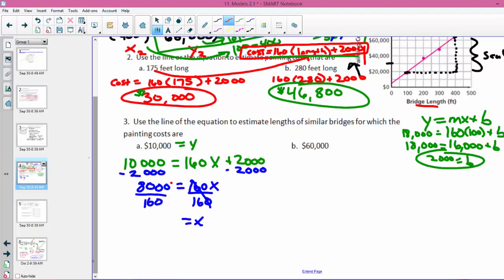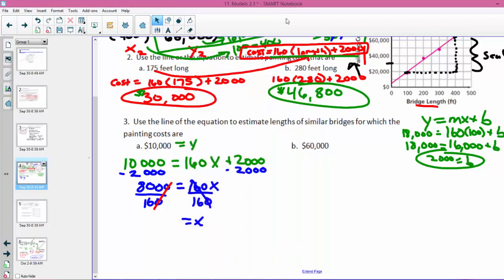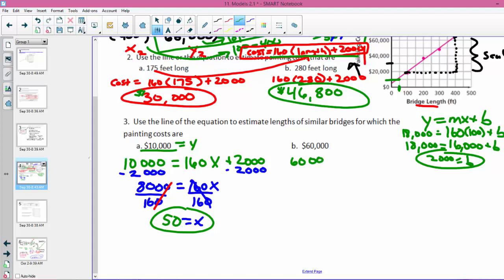Could you cross off like 10 and then 8 over 16 is the same as 1/2. I think you might as well just use a calculator because it's up. No sense in stressing. 50. And then you can check out a bridge length of 50. And do you think that's where it's 10,000? Looking great.